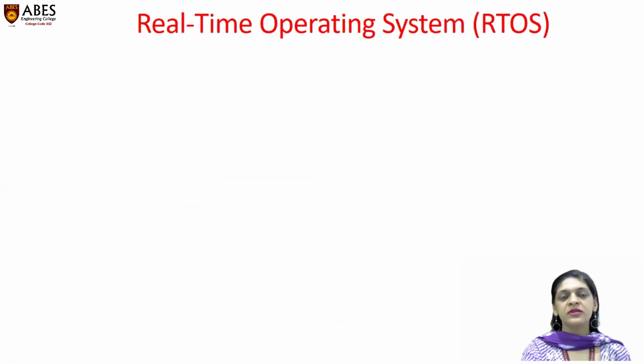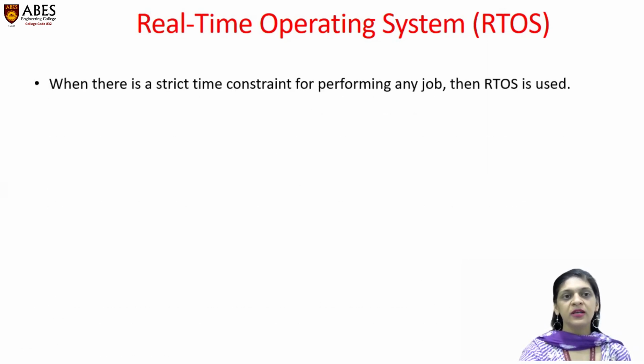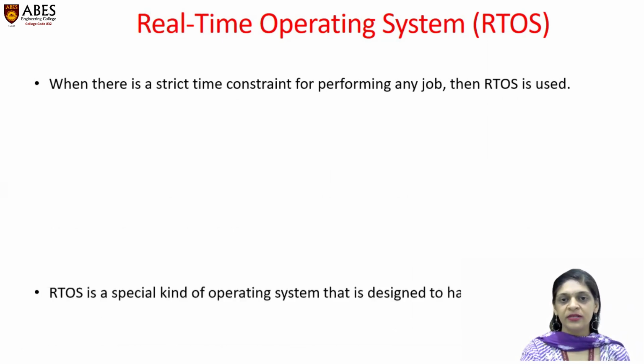So what comes to our mind first when we see the name real-time operating system? Basically, when there is a strict time constraint for performing any job, then a real-time operating system, or in short RTOS, is used. It means the jobs in which the time constraint is very important. For that kind of job, we use real-time operating systems.